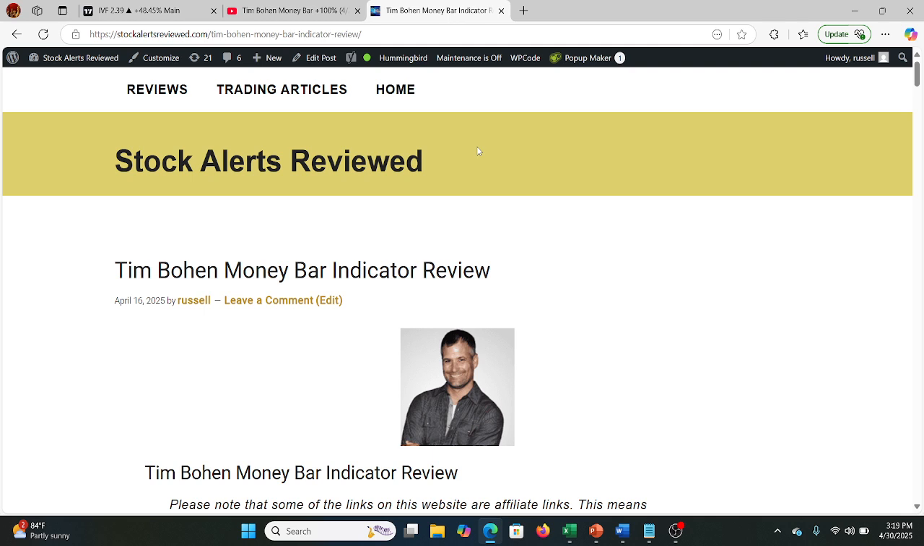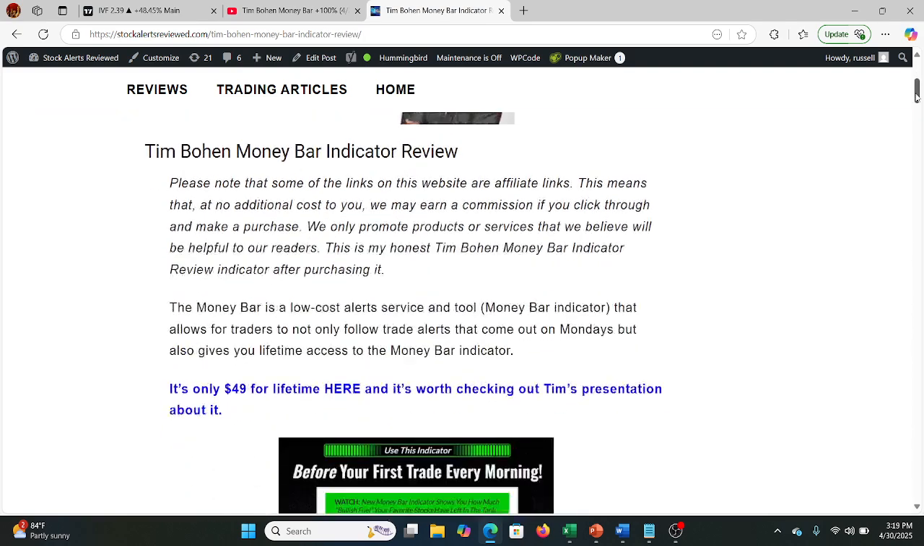So this one is not really an alert service, it's an indicator or a scanner almost. And I'll leave a link in the description so you can come and look at the full review of Tim Bohen's Money Bar indicator. It's really cool.